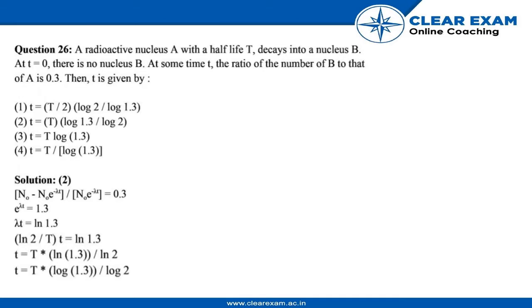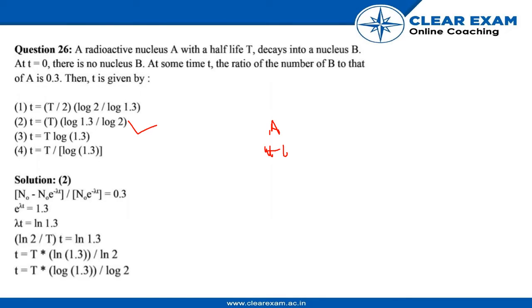Then the t is given by, the options are: first, t is equal to T by 2 log 2 by log 1 by 3. Second, t is equal to T log 1 by 3 by log 2. Third is t is equal to T log 1 by 3. Fourth is t is equal to T log divide by log 1.3. So the correct option is 2, because let us first make a diagram.